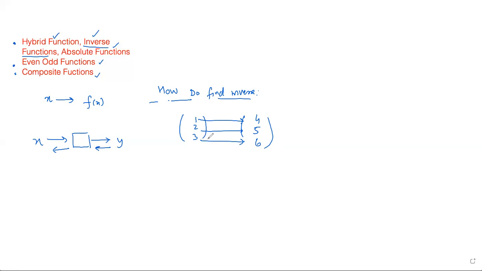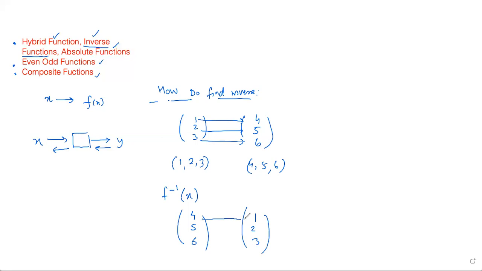So let's say the domain is 1, 2, and 3, and the range is 4, 5, and 6. As per my definition, when you have an inverse function, you show it like f to the power minus 1 of x, or sometimes it is written as f to the power minus 1 itself. That is understood as f inverse. In f inverse, my mapping will be switched. So 4, 5, 6 will become my domain, and my range will become 1, 2, and 3. So 4 is mapped against 1, 5 against 2, and 6 against 3.